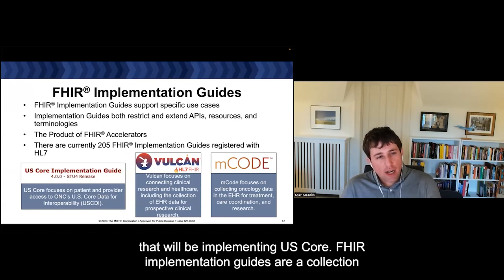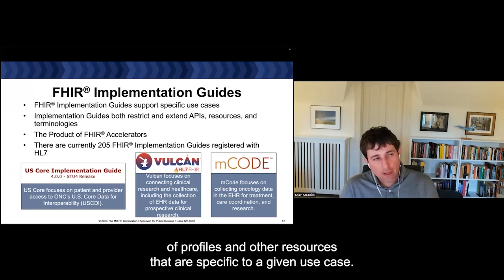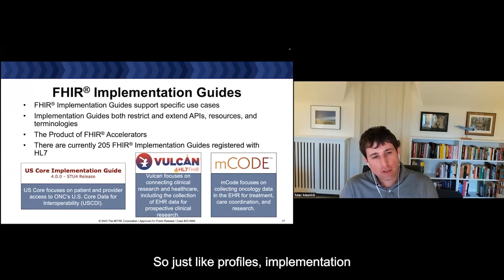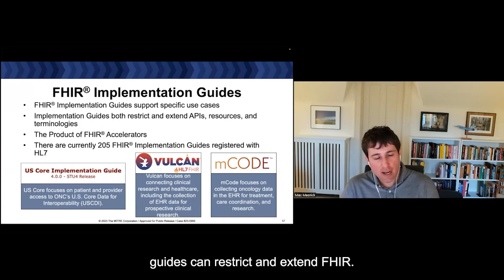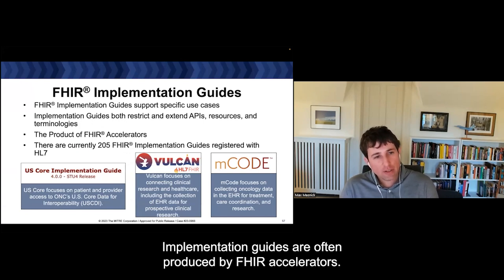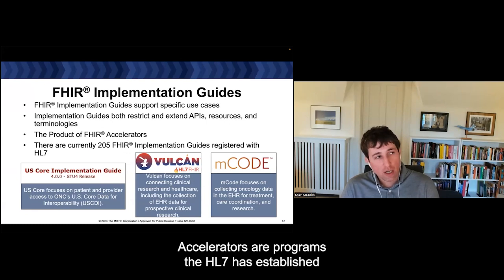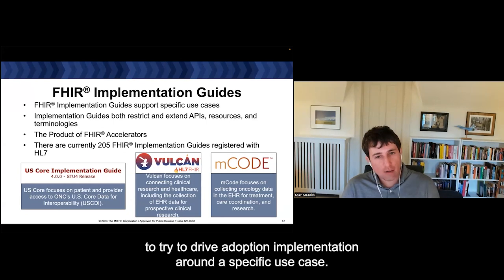FHIR implementation guides are a collection of profiles and other resources that are specific to a given use case. So just like profiles, implementation guides can restrict and extend FHIR. Implementation guides are often produced by FHIR accelerators. Accelerators are programs that HL7 has established to try to drive adoption and implementation around a specific use case.